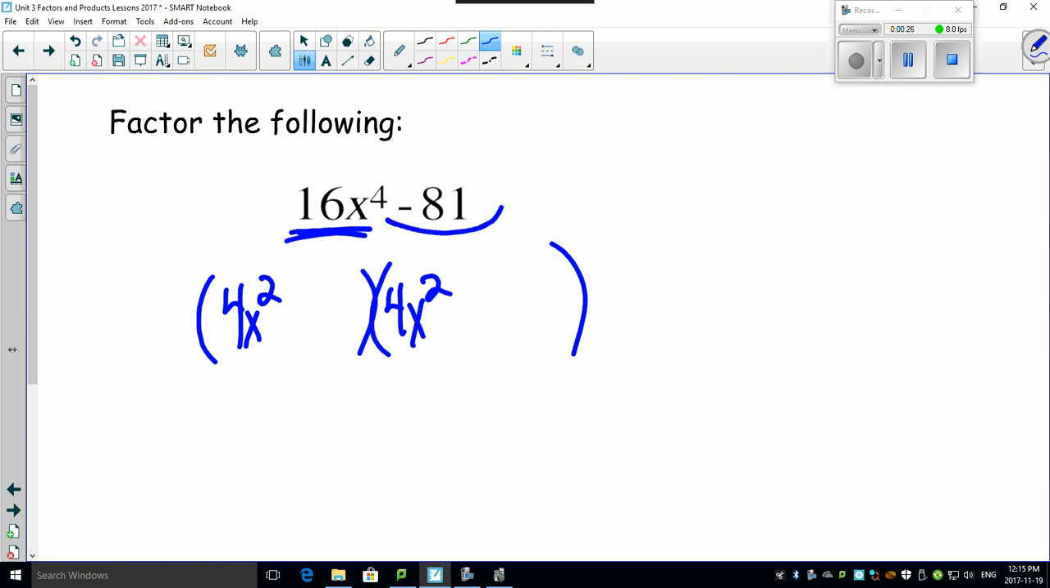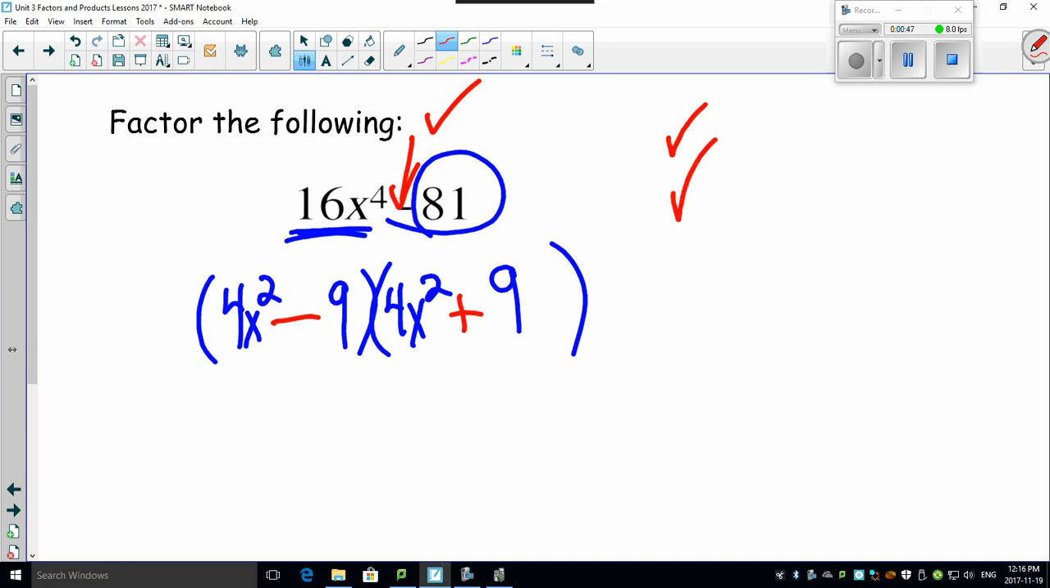But then ask yourself, is 81 square rootable? Well, yes, it is, to 9 and 9. Then ask yourself this, is this a difference? Yes, it is. So that makes this a minus, this is a plus. Remember, all those conditions must apply. Are they square rootable? Is it a difference? Then it is a difference of squares.